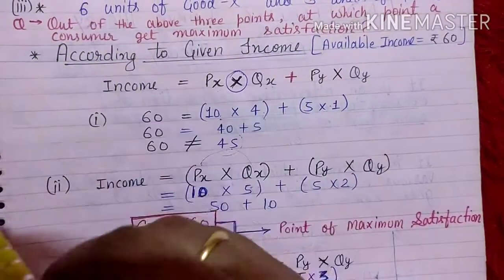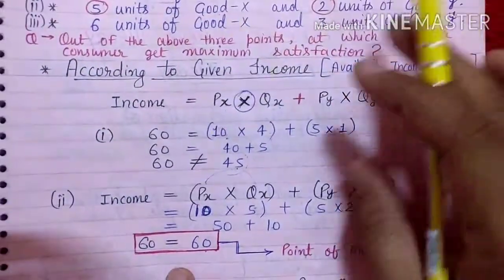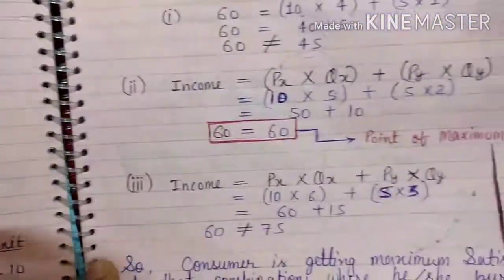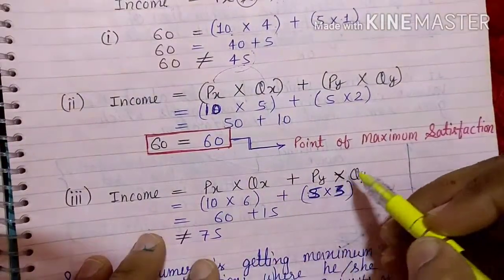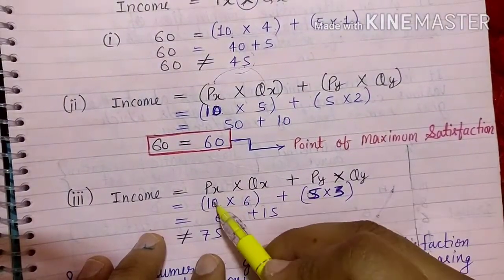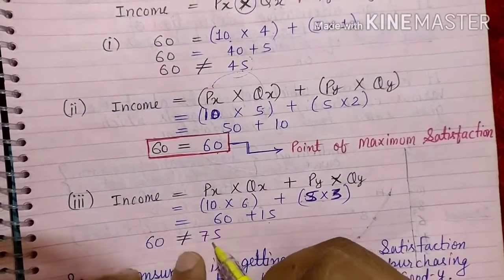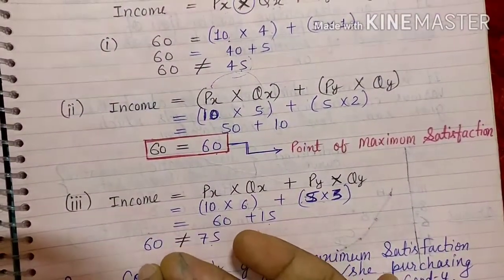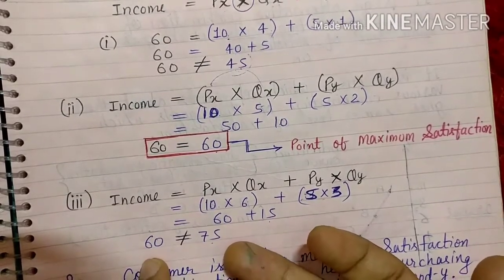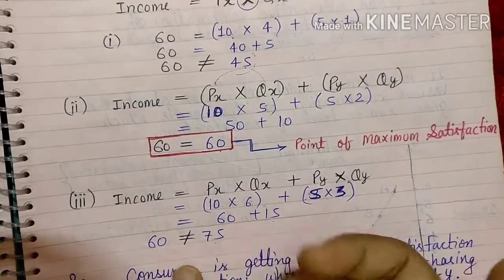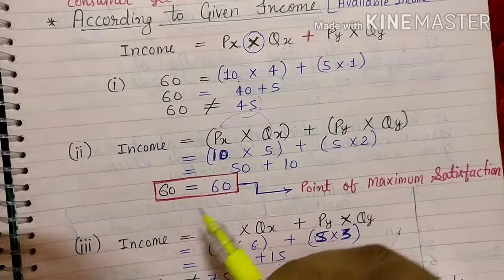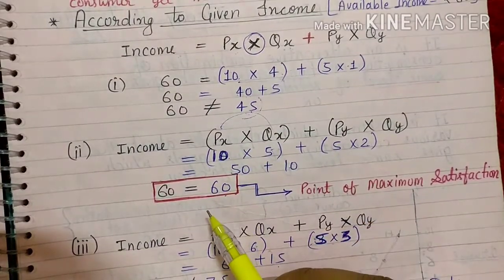Now let's try the third point also. Let's see what it comes to at this third point, where we are consuming 6 units of good X and 3 units of good Y. Just check. Price will remain the same, 10 and 5, so 10 6s are 60 and 5 3s are 15. It comes to 75. See, we have 60 rupees and we are spending 75. How can it happen? So this is not the position. It is also not equal. Therefore we can say that the second point, where 60 equals 60, is the point where income is equal to the expenditure which we have done.